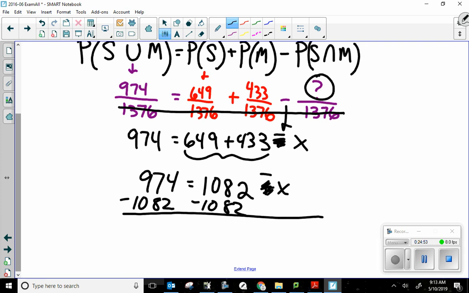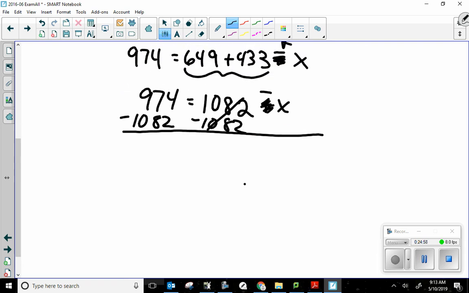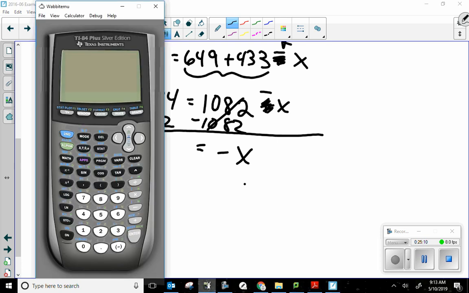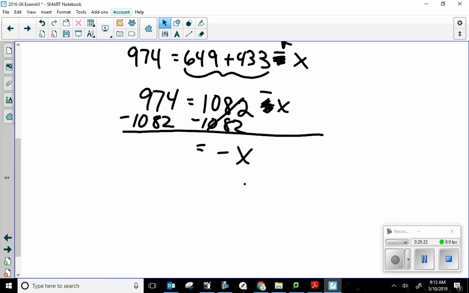These cancel. I have negative x equals, to get 1,000, that's going to be 26, 26 and 82, it's going to be 108. I'm going to check myself. I got 974 minus 1082. That's 108. So I have negative 108. Of course, I want x, not negative x.